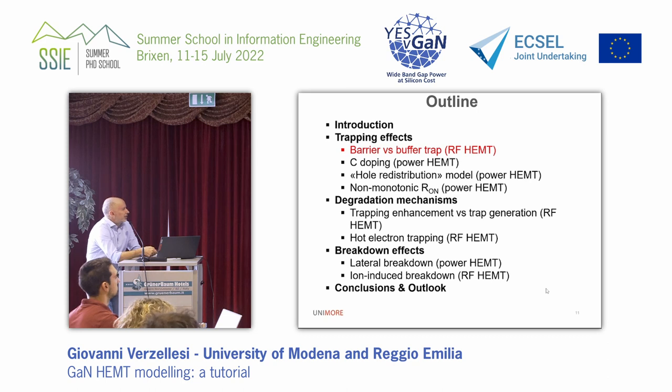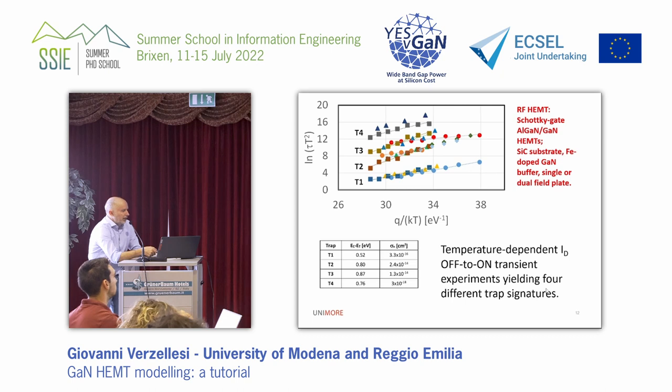First case, barrier versus buffer trap. In this work, the devices were RF HEMTs, with Schottky gate, silicon carbide substrate, gallium nitride buffer doped with iron, and single or dual field plate to reduce the surface trap effects. In measurements, we were able to identify four trapping signatures.